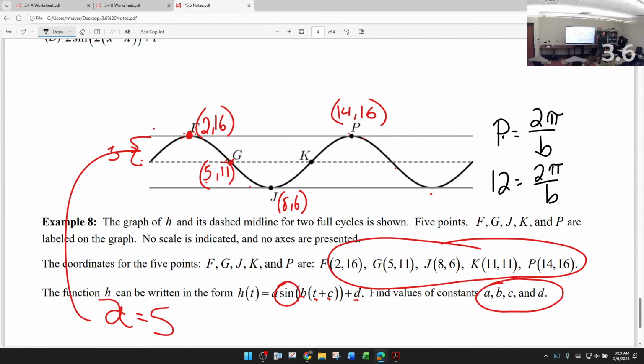Use the formula. This is the only time I'm going to use a formula instead of common sense. Common sense, amplitude. Common sense, phase shift. Common sense, horizontal shift. This, I'm going to use a formula every time.